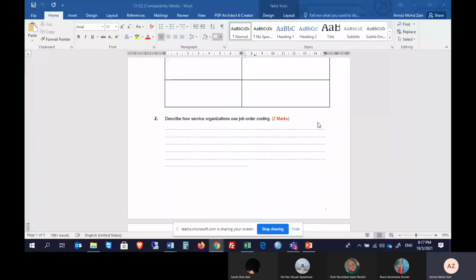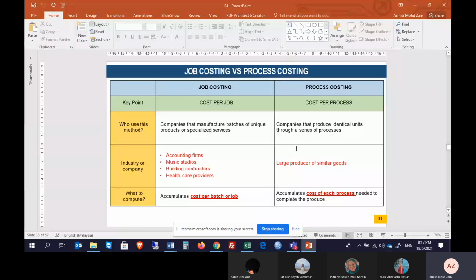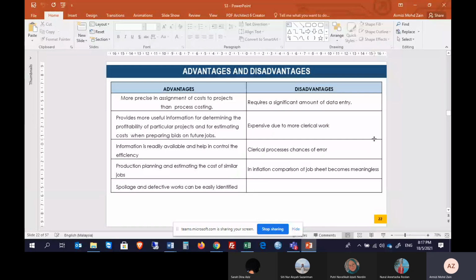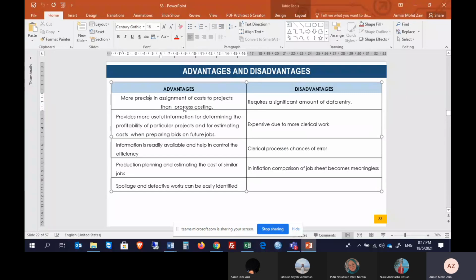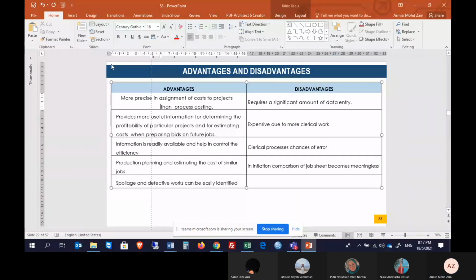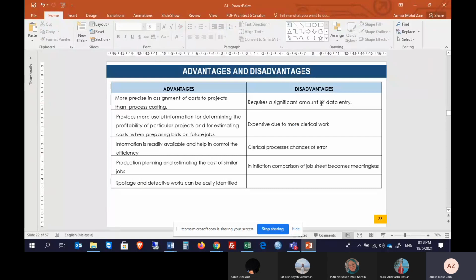For example, that is how you will explain this area. And then the third one is explain three advantages and disadvantages of job costing. Instead of a slide presentation, I'll provide you the advantages and the disadvantages of job order costing. The first one is the disadvantages of job costing.